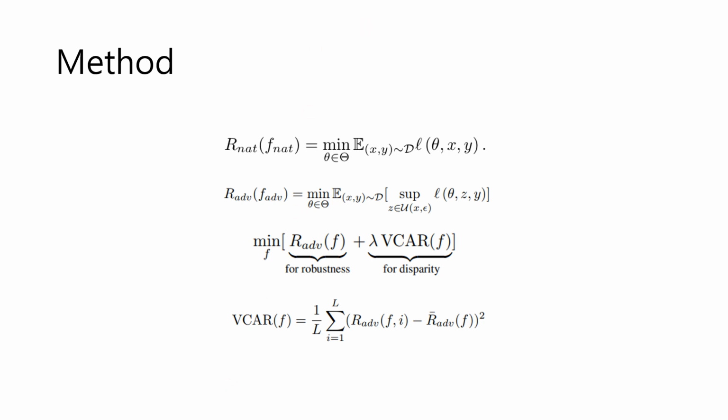PCAR is defined in this way, which corresponds to the last line, and PCAR stands for the variance of class-wise adversarial risk. So we are taking the variance between the average adversarial risk of F on adversarial examples and the specific risk of adversarial examples on specific classes. So i stands for the classes, and we are summing them up. And there is a regularization factor in front of it to properly show this variance.